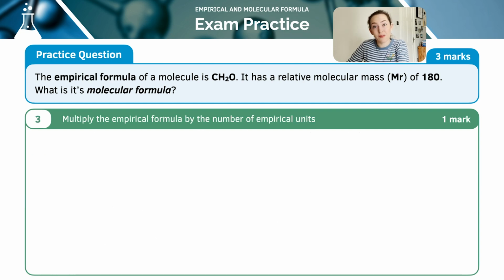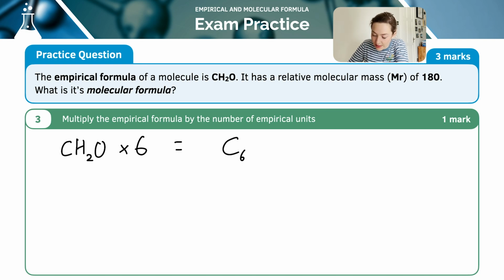So knowing I've got 6 empirical units, I can multiply my formula by 6. So CH2O, times all of them by 6. So that would be C, I've got one of those, it's going to become C6. H, I've got 2, so times that by 6 is 12, and O times by 6 is 6. Now you're going to recognise this is glucose.